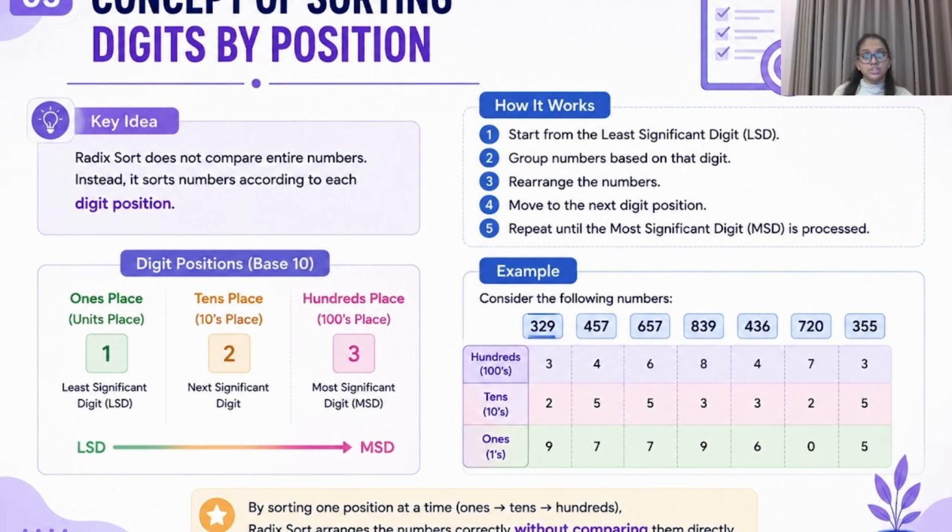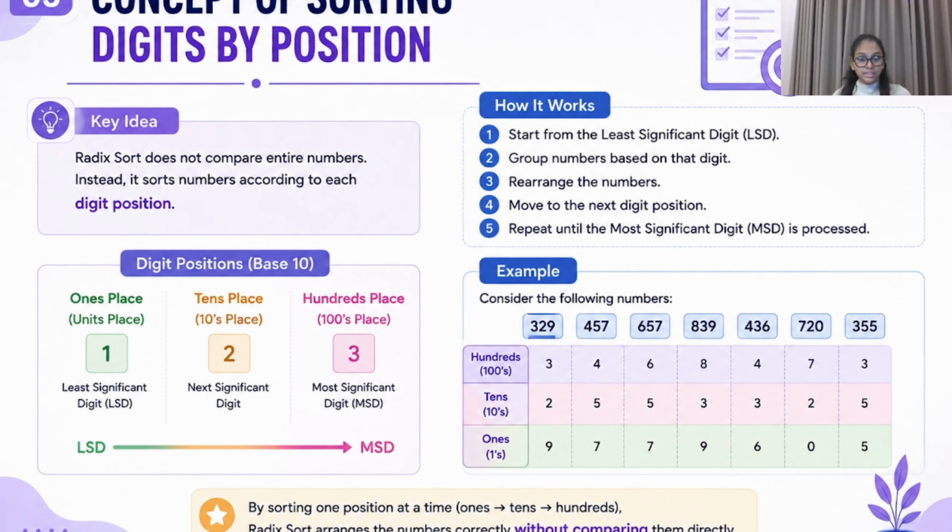And finally, we reach the hundreds digit, 4, which is the most significant digit, or MSD. So the direction is LSD to MSD, which means right to left. Let's look at another example, 170. The rightmost digit is 0, so that is our right digit. Then we move to 7. Then finally, we process 1.